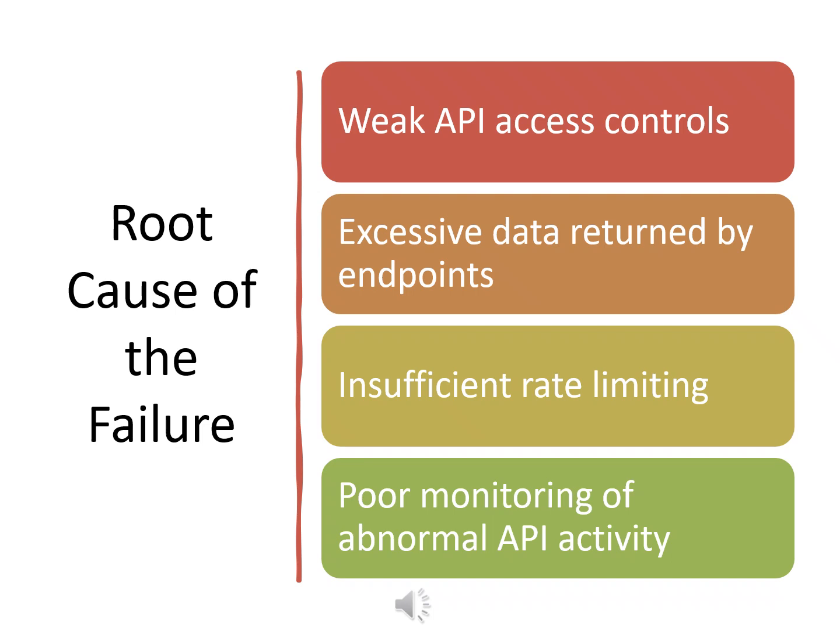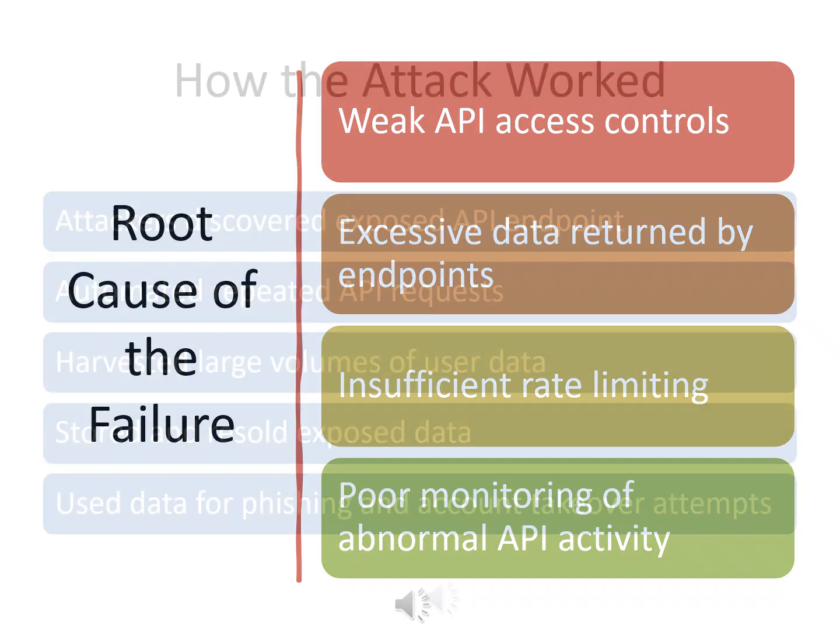The root cause of this incident was inadequate API security controls. Some API endpoints returned more user data than necessary, violating the principle of data minimization. Additionally, rate limiting was insufficient, allowing attackers to make repeated automated requests. There was also weak monitoring of abnormal behavior, meaning suspicious activity was not detected early. Together, these failures created an environment where attackers could quietly extract millions of records without immediate intervention.